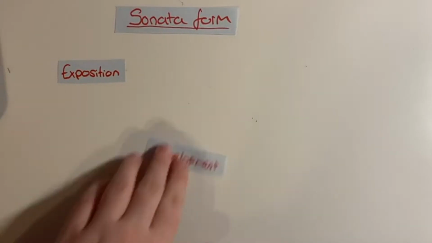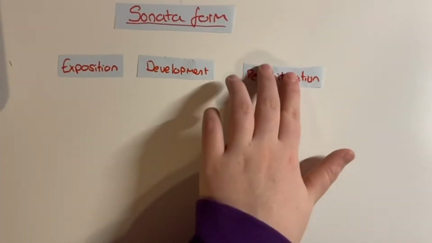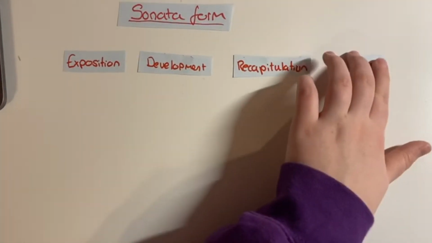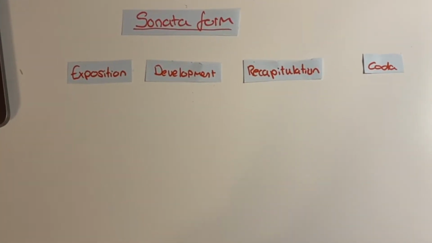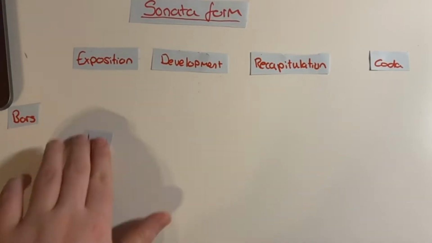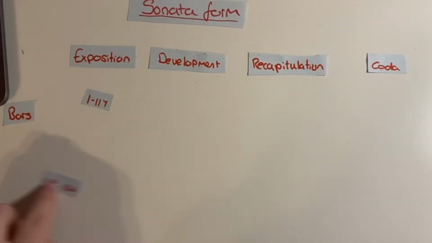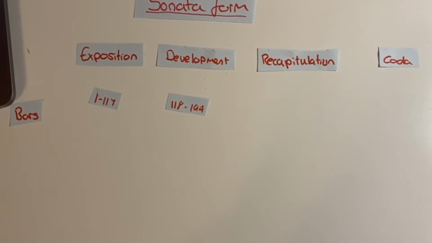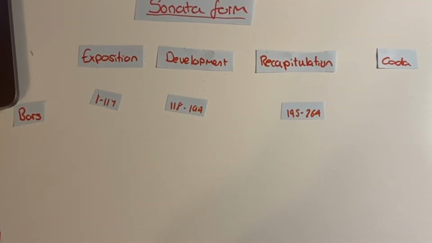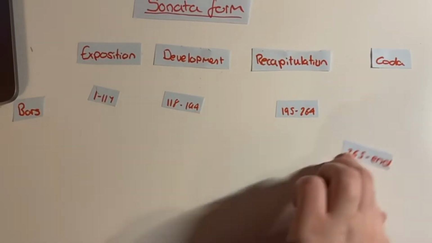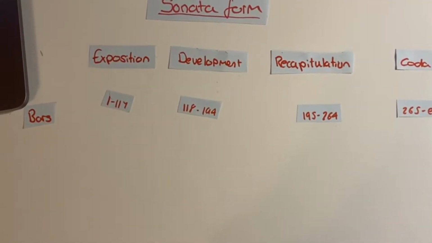Here is the plan of the sonata form used. As you may know, sonata form consists of the exposition, the development, the recapitulation, and the coda. In this movement, the bars that are used are 1 to 117, 118 to 194, 195 to 264, and 264 till the end.